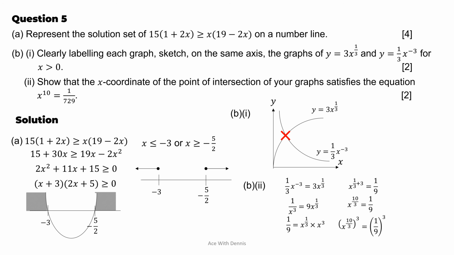Since we want to get x to the power 10, we cube both sides, which is x to the power 10 over 3, cubed, equals 1 over 9 cubed. So that the 10 over 3, the denominator will be cancelled out. We get x to the power 10 equals 1 over 729. Hence, shown.